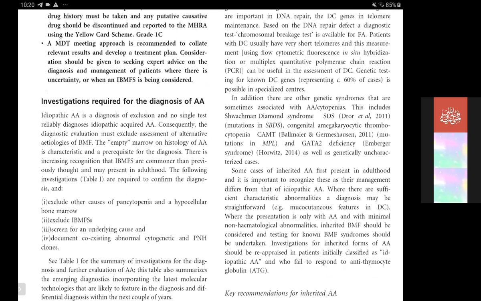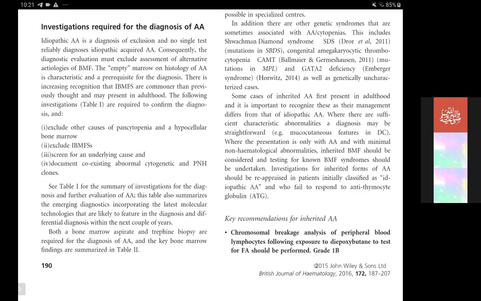Now the investigations. Idiopathic aplastic anemia is a diagnosis of exclusion, and no single test can be relied upon. So we have a battery of tests for this. We'll go into the details about the tests for adults. Now there is increasing recognition that inherited bone marrow failure syndromes are commoner than previously thought and may present in the following ways. In the investigations, although the empty marrow is characteristic and a prerequisite for diagnosis.